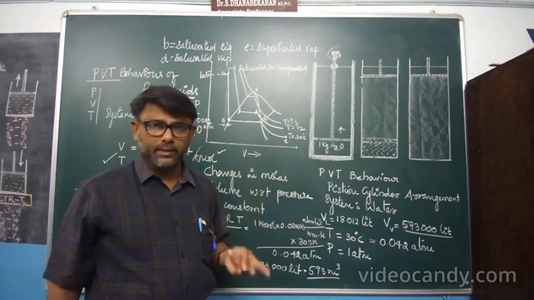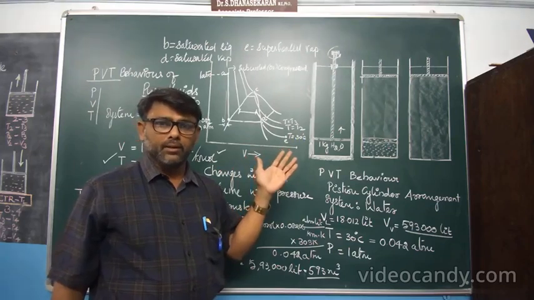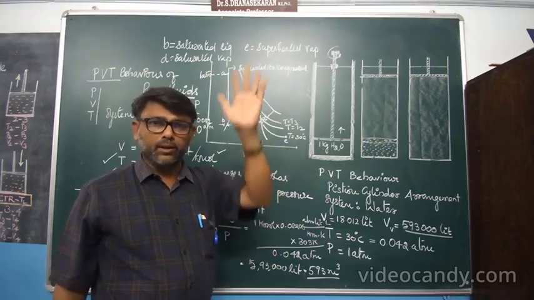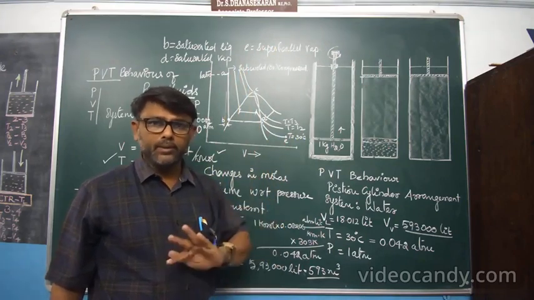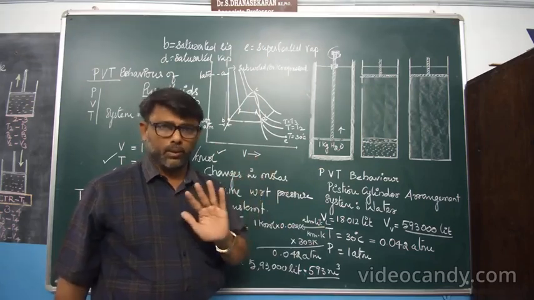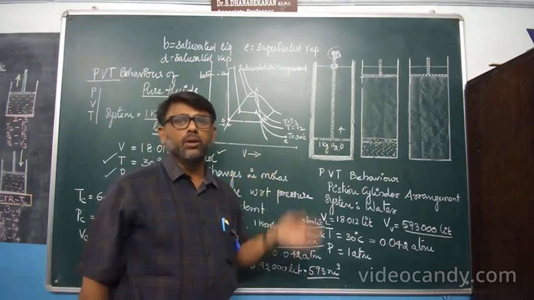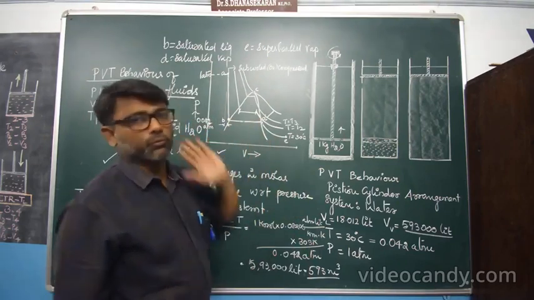Beyond the critical temperature and pressure, vapor cannot be condensed by cooling or compression. Similarly, liquid cannot be vaporized by decreasing pressure. Both processes are not possible. Clear? Thank you. This is the PVT behavior of pure fluids.